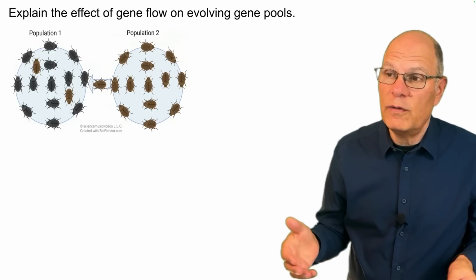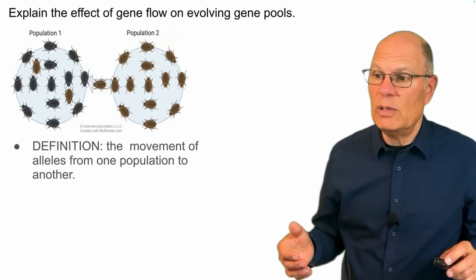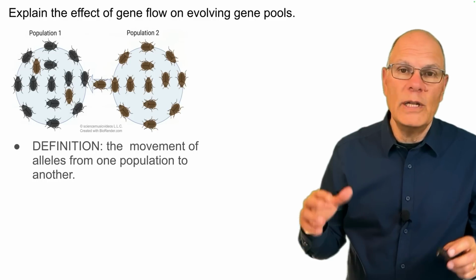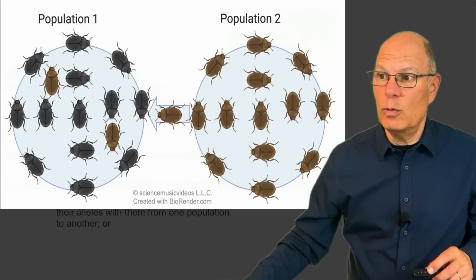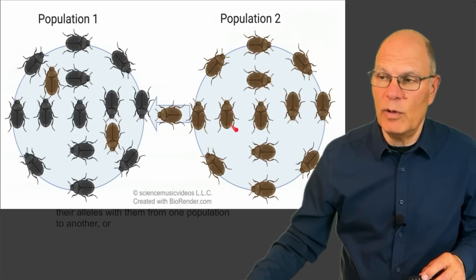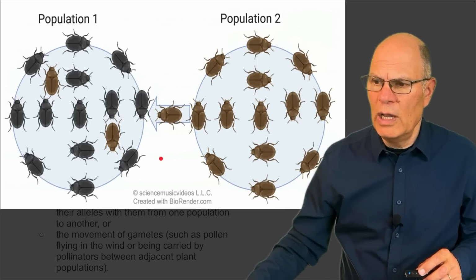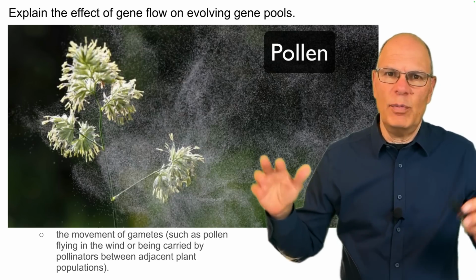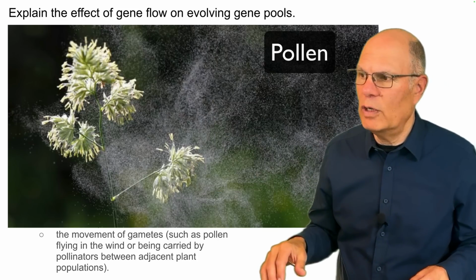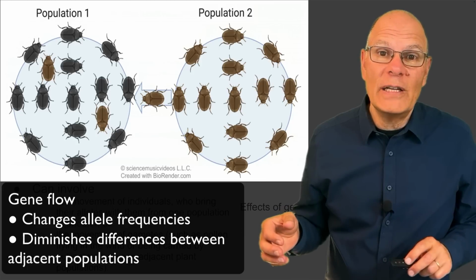What is gene flow, and what's its effect on evolving gene pools? Gene flow is the movement of alleles from one population to another, and that can involve the movement of individuals, like we see here. This beetle is moving from population 2 to population 1, but it can also involve the movement of gametes, and that's easier to imagine in the case of plants, where pollen is flying from one field to another.